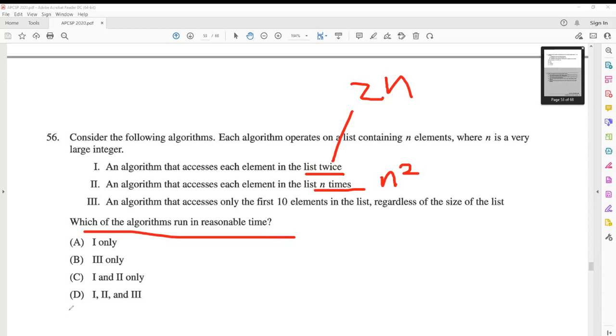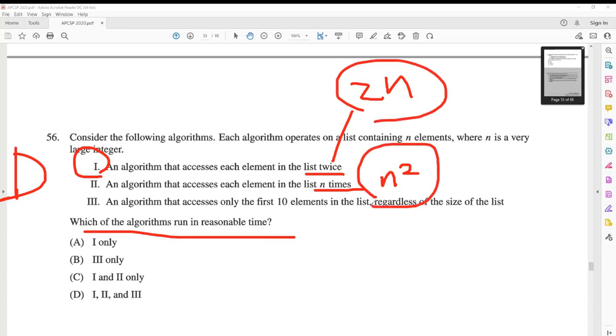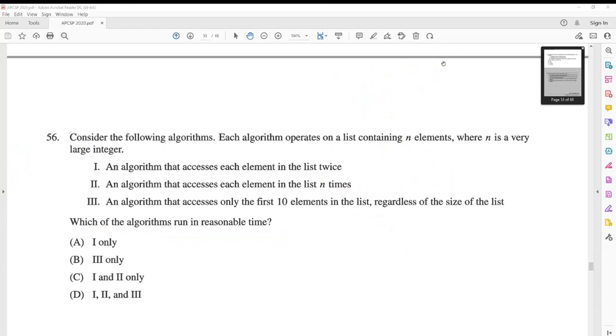Number 56 is D. Algorithm 1 is an order 2n problem. Algorithm 2 is an n squared algorithm. Algorithm 3 is a constant time problem, only 10 elements. Is that okay? Any questions?